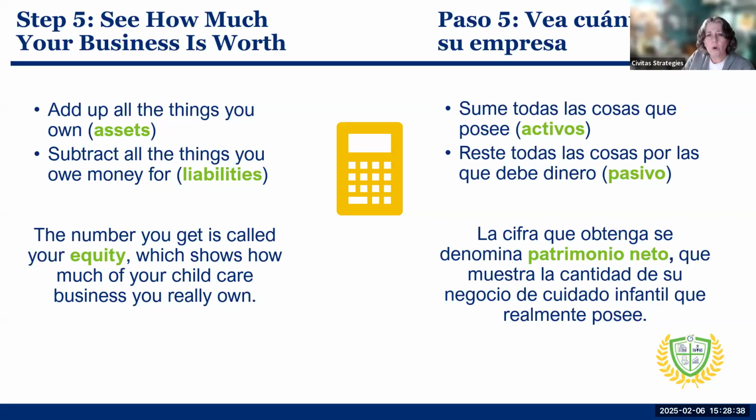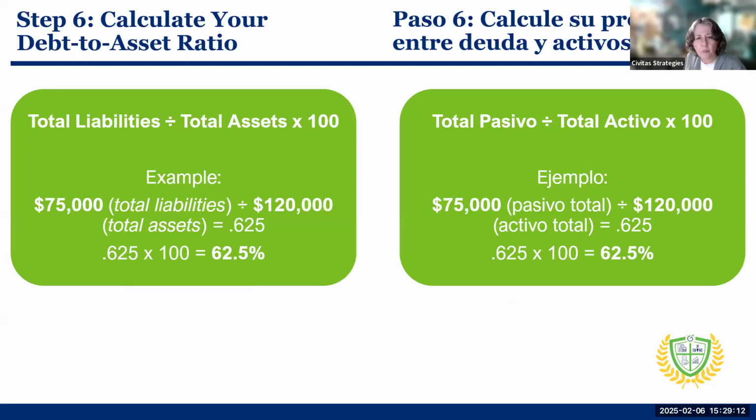So, okay, what we're going to do is, how much is this business actually worth? Well, we have all the information that we need now to understand what that picture looks like, all right? You take all of those assets, and then you subtract all of your liabilities, everything you owe money on, right? And that's your equity. That's basically the equity that you have in your business. Interestingly enough, I want you to think of equity as the amount of your childcare business that you actually own. We never really think of it that way.